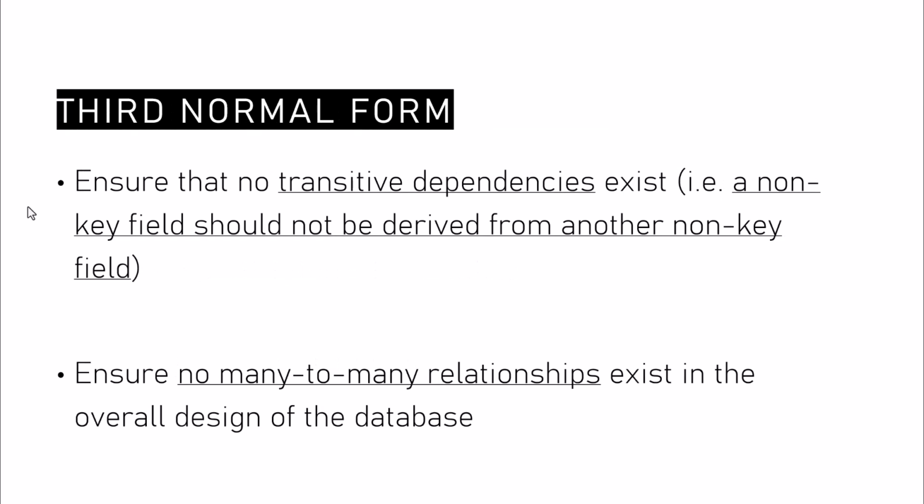Now in third normal form, we've got the fancy word transitive dependencies. What that really means is we forget the primary key and we look at all the non-key fields. Do we have a situation where we have a non-key field being derived from another non-key field? Remember, we want to ignore the primary key when we're looking at third normal form. Now, if we have a transitive dependency, what we've also likely got is a many-to-many relationship. And we're not allowed many-to-many relationships in 3NF.